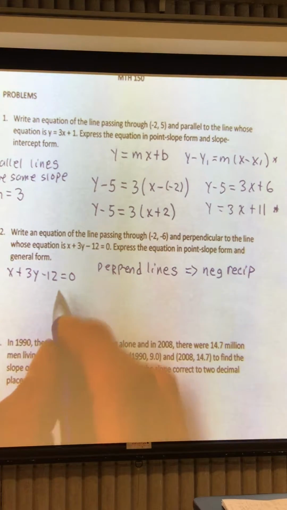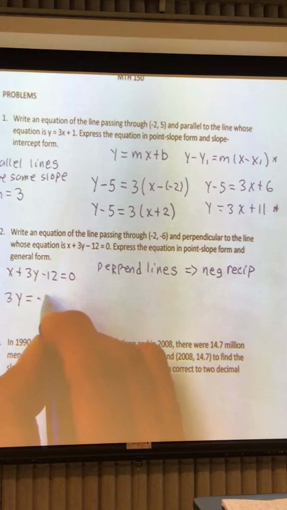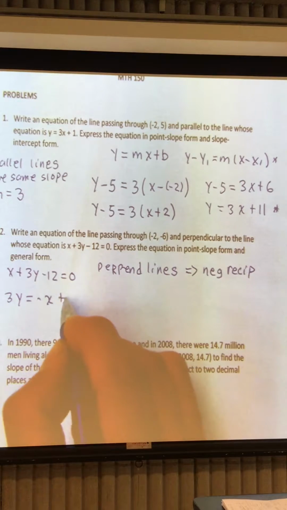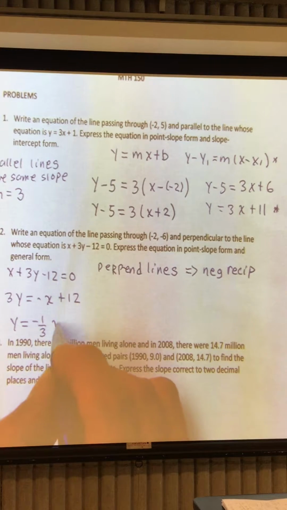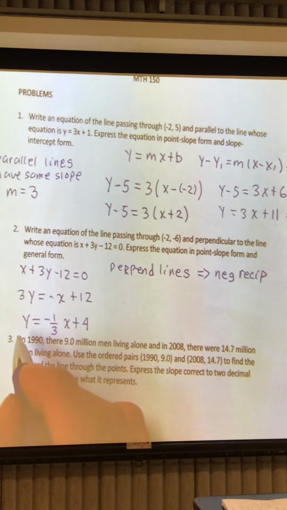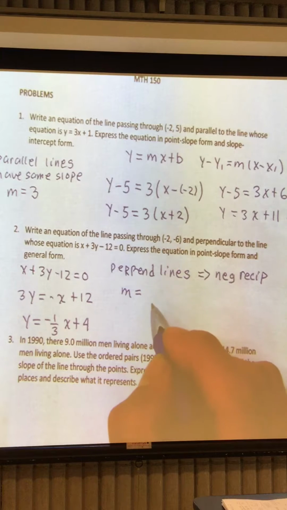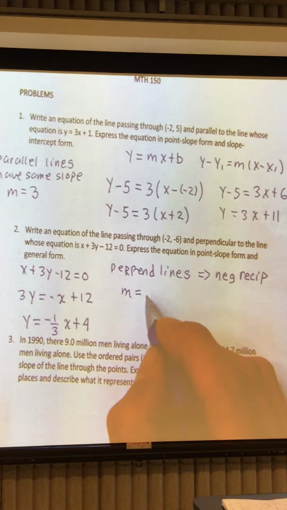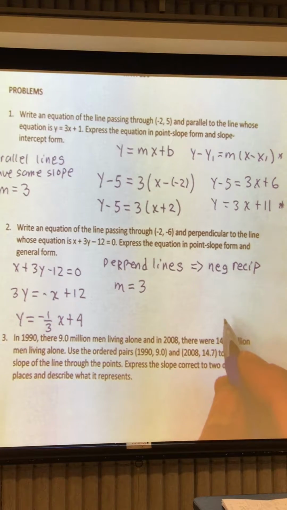So we need to get the slope of our line, and we'll solve for y to do that. So taking the x to the other side and the 12 to the other side, and then dividing by 3, negative 1/3 times x plus 4. So the slope of this given line is negative 1/3. The slope of our line is the negative reciprocal, so we flip over 1/3 to give us 3, and the negative of that will be positive 3. And we wish to express our equation in both point slope form and in general form.